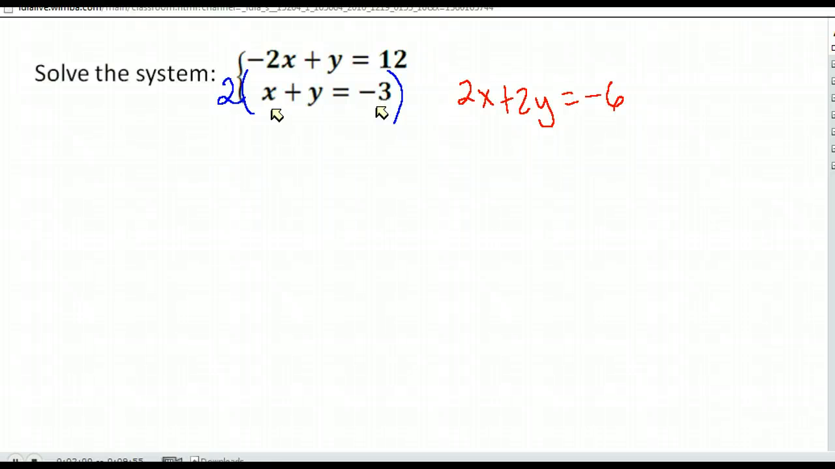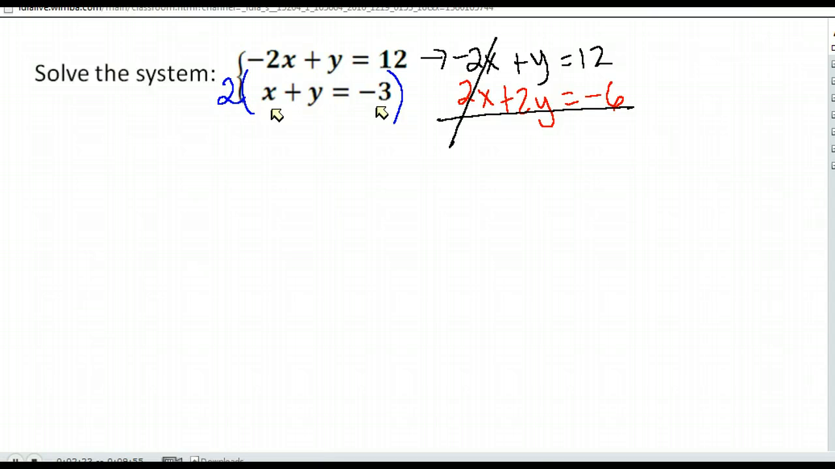Okay, so let's write down the other equation the way it was originally. We haven't done anything to it. I'm just going to move it over here so that I can add them. So here I have negative 2x plus y equals 12, and I'm going to add those two equations together. So notice negative 2x plus 2x is 0x. For my y's, y plus 2y gives me 3y. And for the constants on the other side of the equation, 12 minus 6 gives me 6.